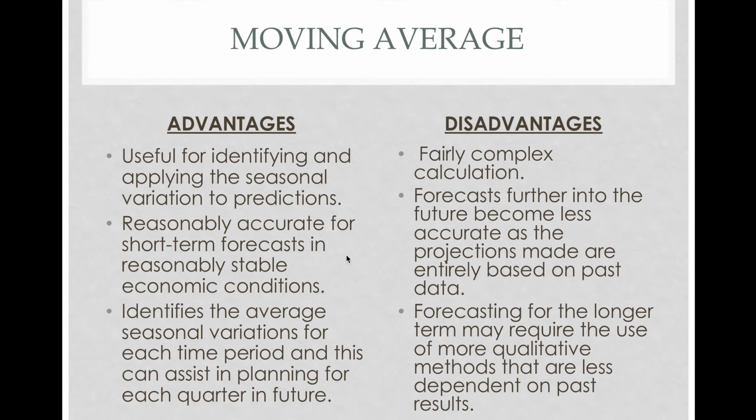What we need to do is look at the 4-point moving average advantages and disadvantages. So these are both moving averages. They're both useful for identifying and applying seasonal variation. So you can see when there are variations and then react. Reasonably accurate short-term forecasts, so when the economy is stable. If it's not stable, not so much. It can identify seasonal variations for each time period, and then it helps you plan for the future.